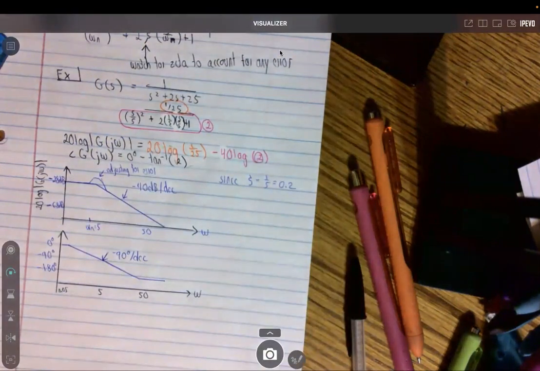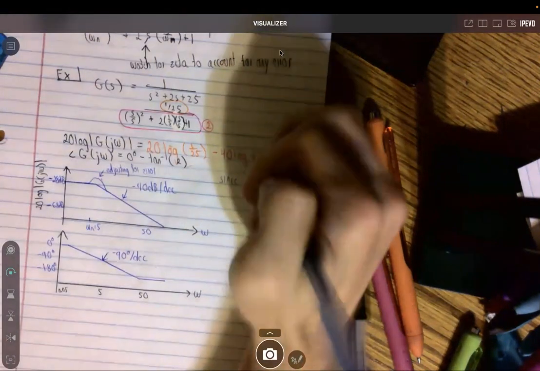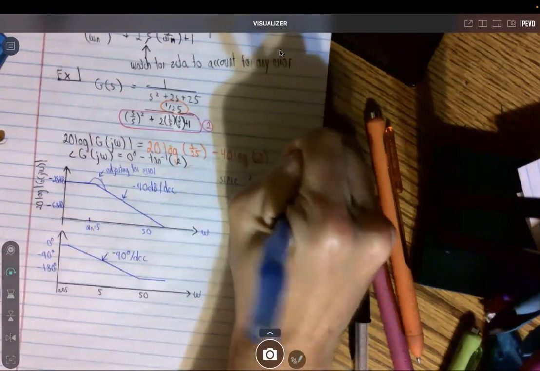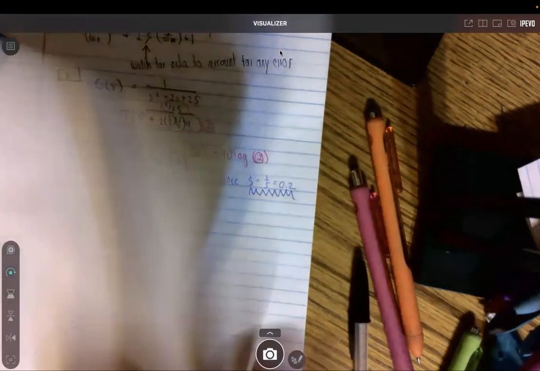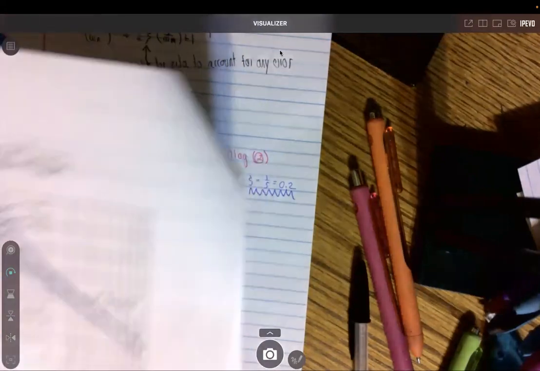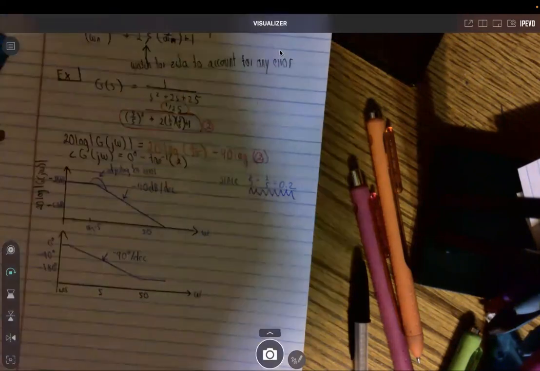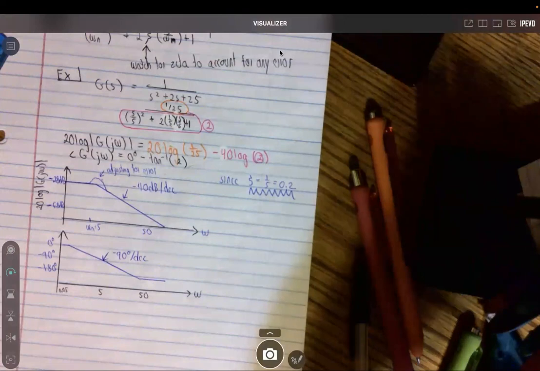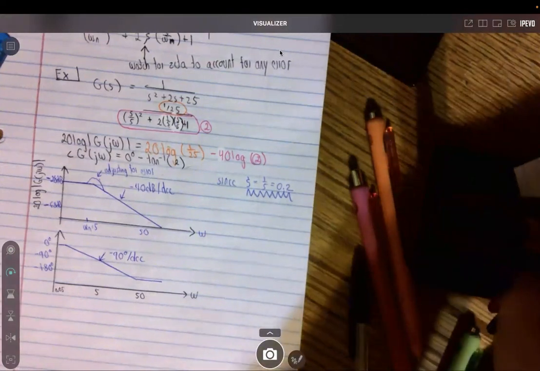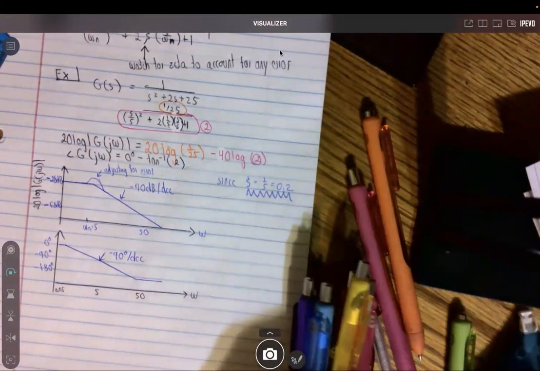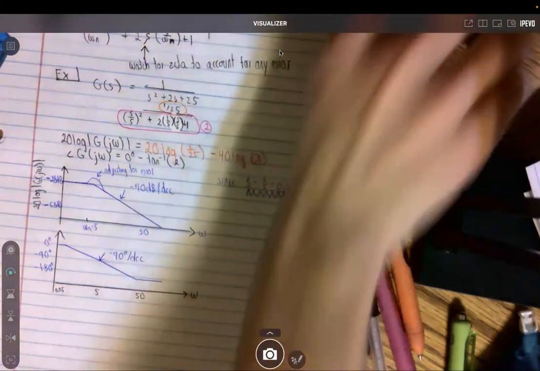So that's the only caveat with second order systems. You have to watch out for your zeta value to determine how much overshoot there is at that omega n value. And so now that we talked about that, that pretty much gives you everything you need to know about the frequency response of Bode and your Bode plots.